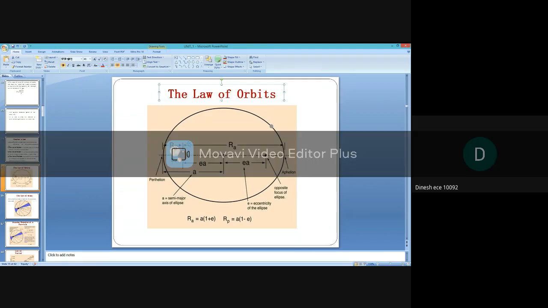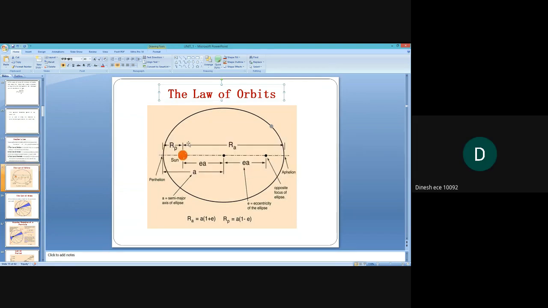E is the distance being measured from the center of the ellipse to the opposite focus of the ellipse. So that distance is E, which is the eccentricity of the ellipse. So that is the place where the sun will revolve. Okay.